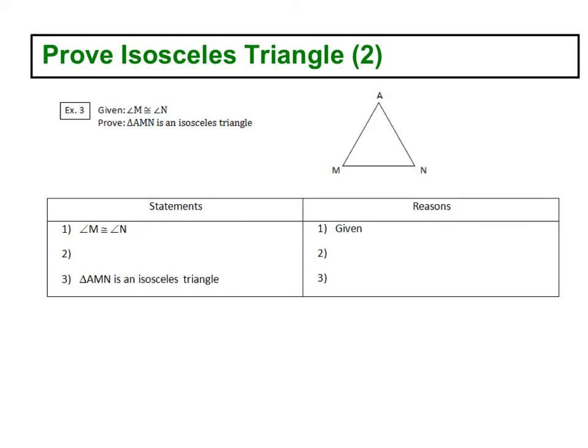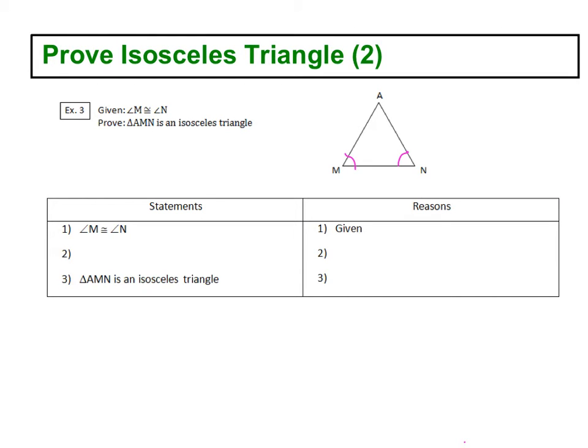Alright, so we're going to prove another isosceles triangle, and just at a glance, look at how nice and short this little proof is. Isn't that lovely? Alright, so starting with our given, angle M is congruent to angle N. So in our picture over here, we can go ahead and show that congruency. Angle M is congruent to angle N.